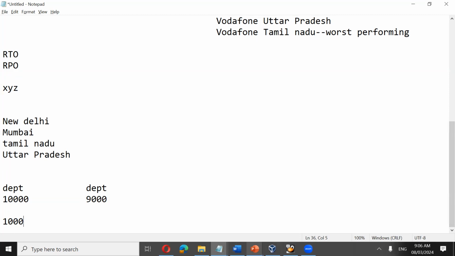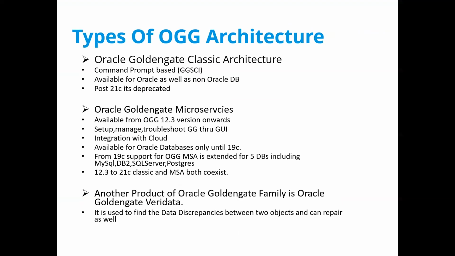Nowadays, Veridata is getting very popular due to the cloud migrations going on. Organizations want to confirm whether their data is in sync or not upon migration. So that's why Veridata is getting very popular. Veridata is a product which is used to verify the data.